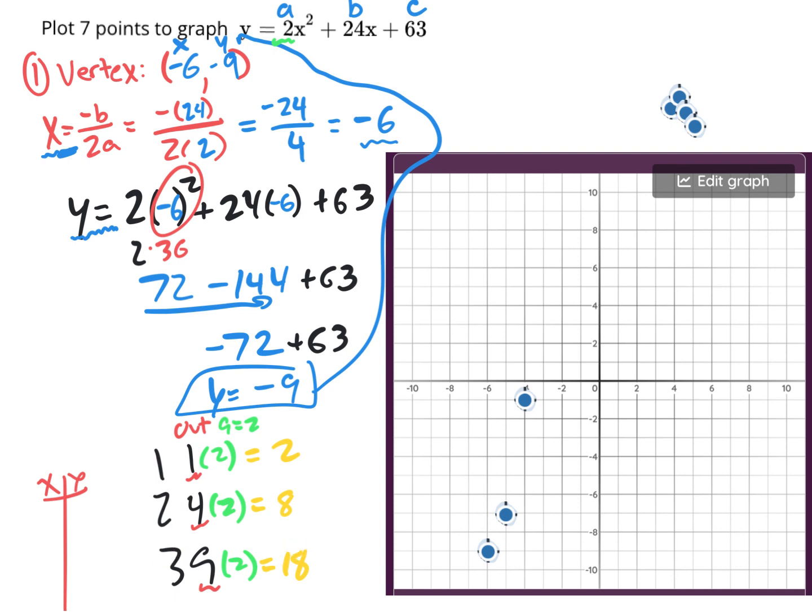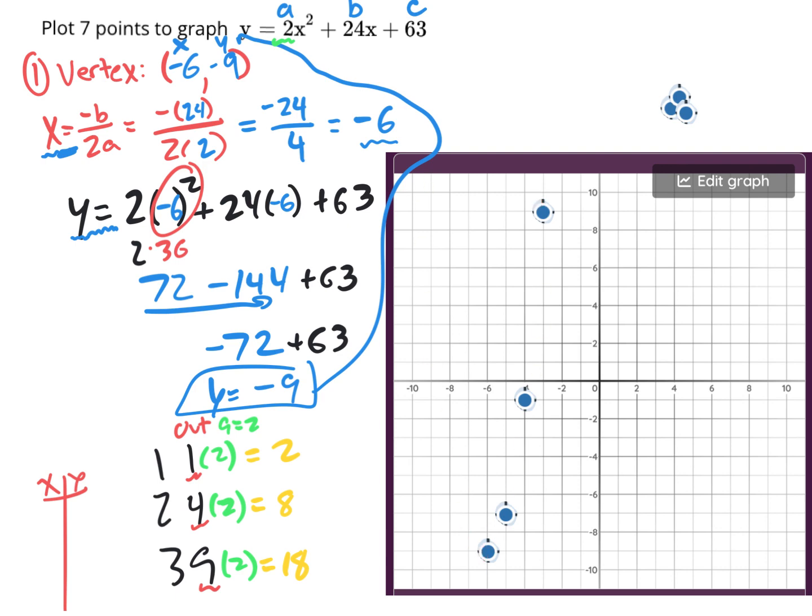Now, it depends how many points they want you to plot. Right here it says plot 7, so we're going to use this last one, 3 over 18 up. So we're going to go 3 to the side, 1, 2, 3, and 18 up. Okay, so we have 1, 2, 3, 4, 5, 6, 7, 8, 9, 10, 11, 12, 13, 14, 15, 16, 17, 18. And then from there, we need more points on the other side because so far we have the vertex going up this way, we need it on this side.